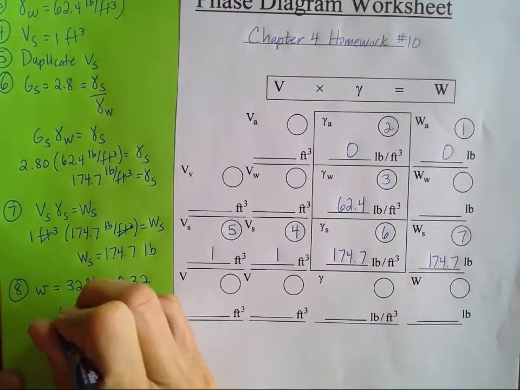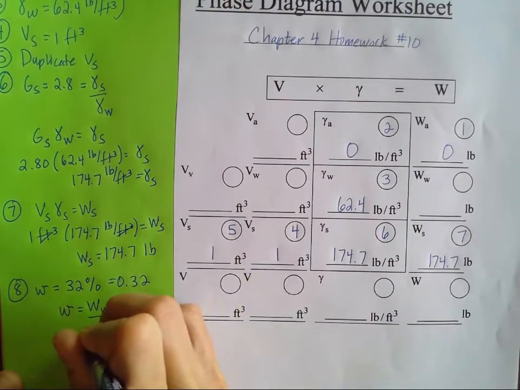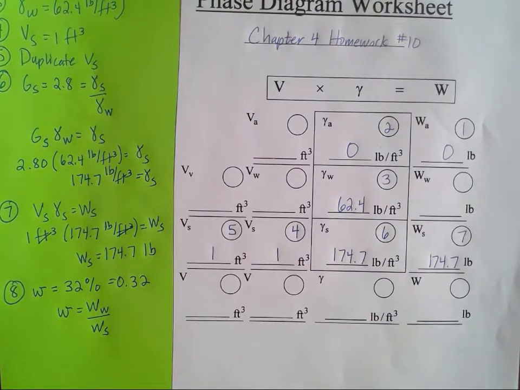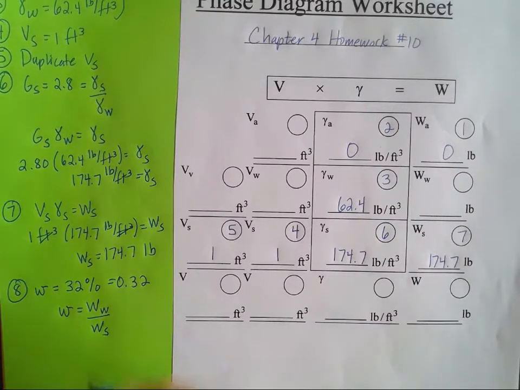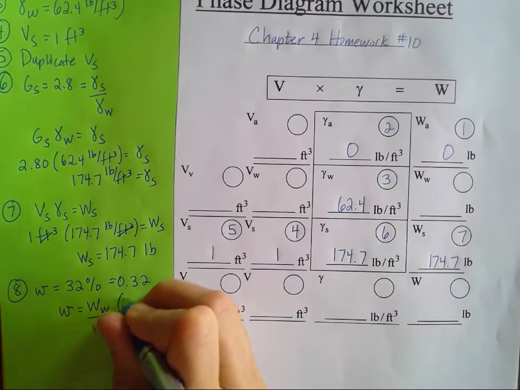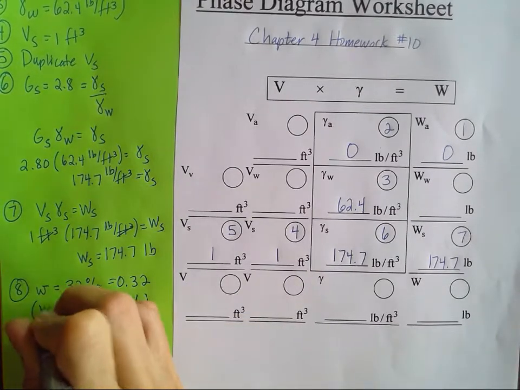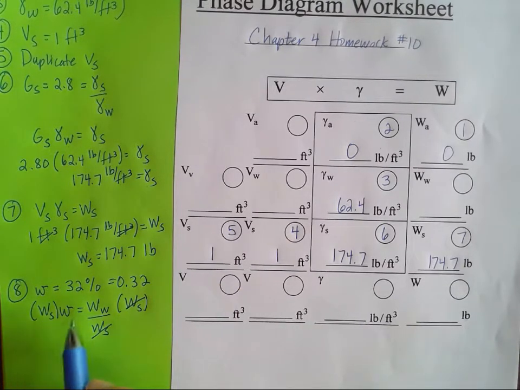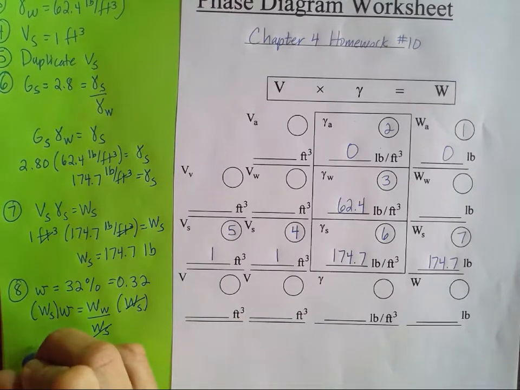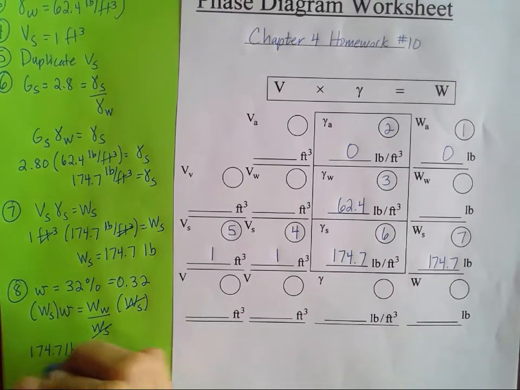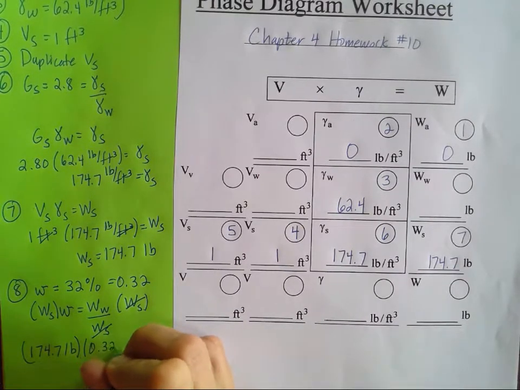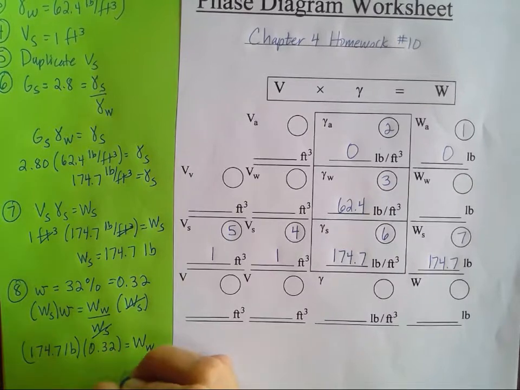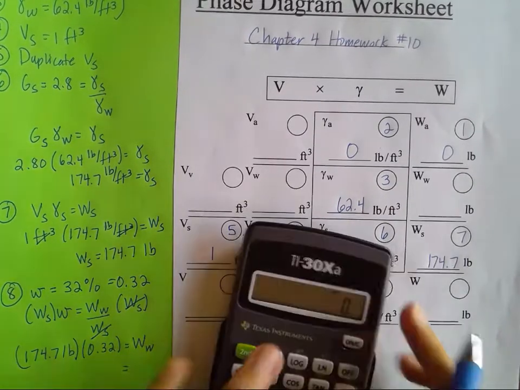So the relationship I'm going to use is the weight of the water over the weight of the solids. And if you think about it, that makes sense because that's actually water content, right? How much water is in it. And I'm solving for weight of the water, so I'm going to multiply both sides by the weight of the solids to get those to cancel out. And I'll wind up with the weight of the water equal to the weight of the solids times the water content. In this case, my weight of the solids is 174.7 pounds, and the water content in decimal form, and that's going to equal my weight of the water. So let's go ahead and do that.